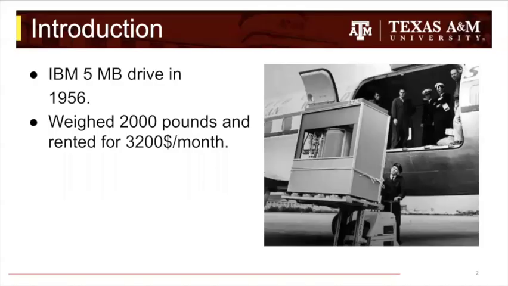To start with, let's dive back into history. The picture you see on the right-hand side is from 1956, and this man is carrying a 5 MB drive. This drive used to weigh 2,000 pounds and was available for $3,200 per month for rent.